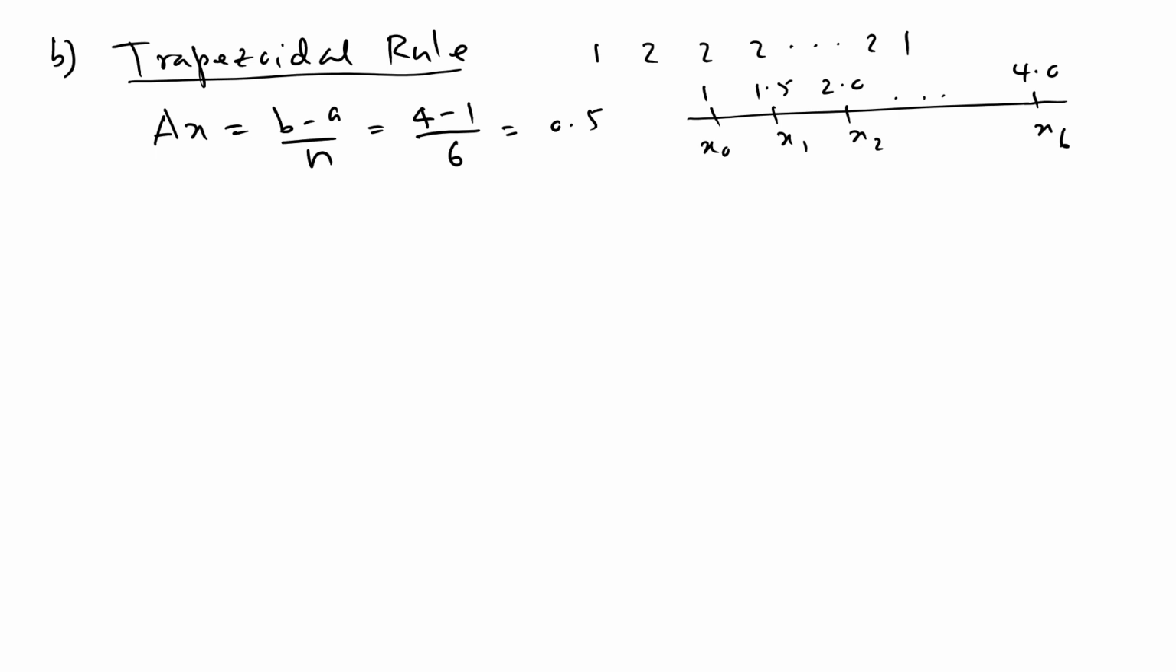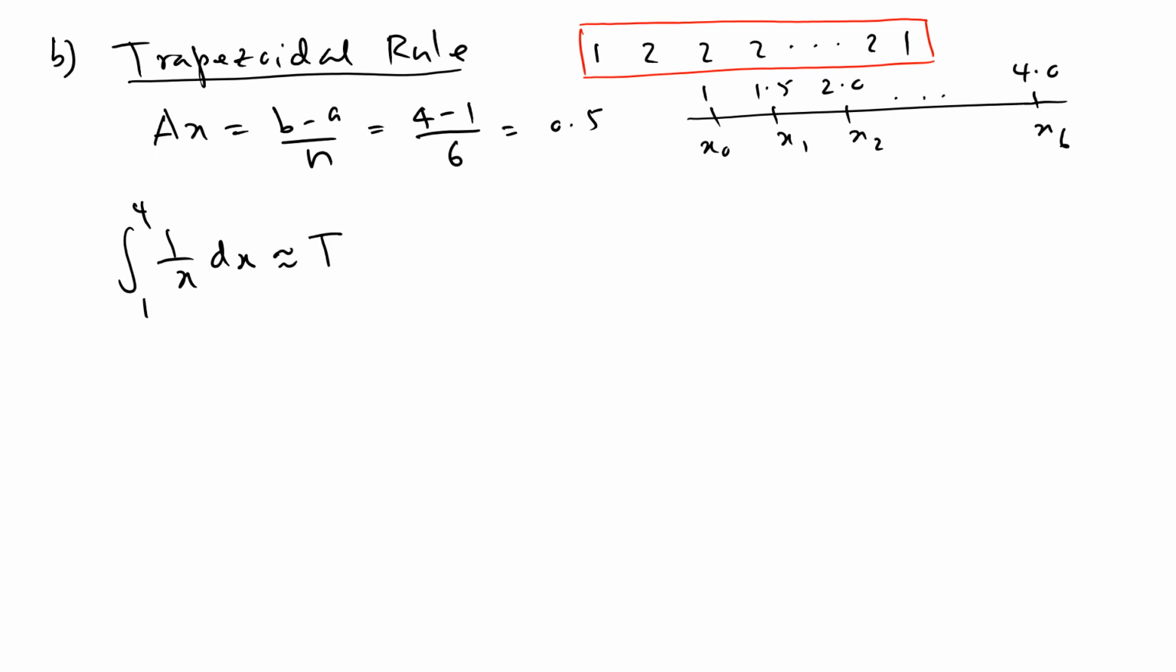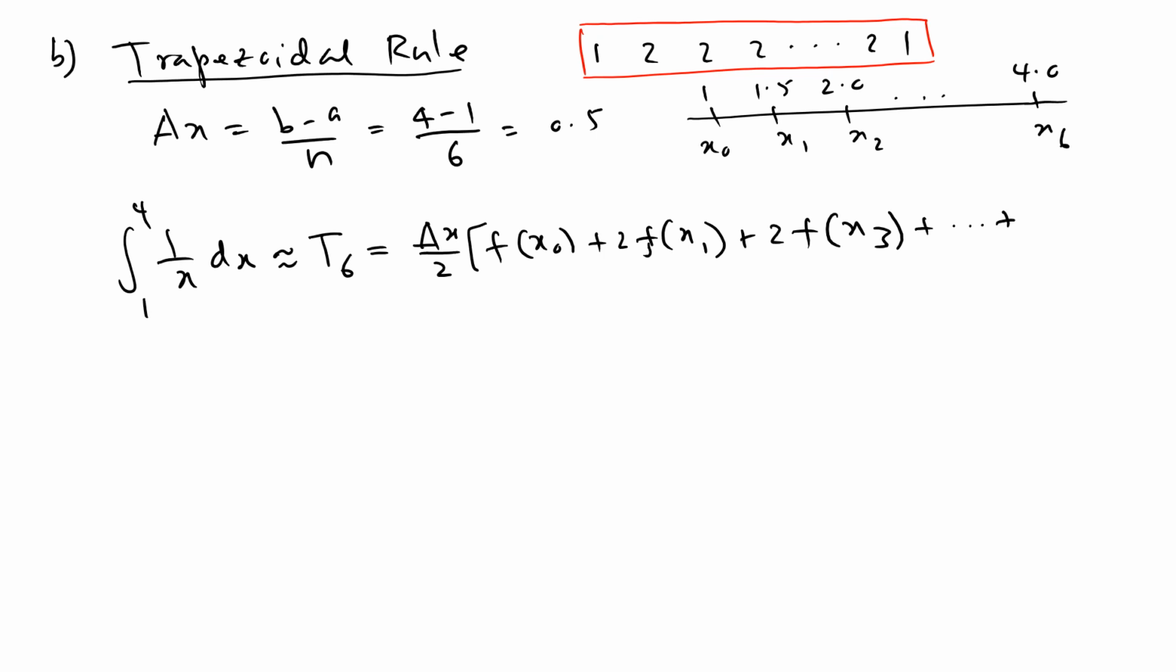So the format is 1, 2, 2, 2, 1. That's the format of the trapezoidal rule. So we can write it now. The integral from 1 to 4 of 1 over x dx is approximately equal to T6, which is delta x over 2. That's the formula. And then f(x0) plus 2f(x1) plus 2f(x3) like that, and then the last one is f(x6). So now we can plug in.